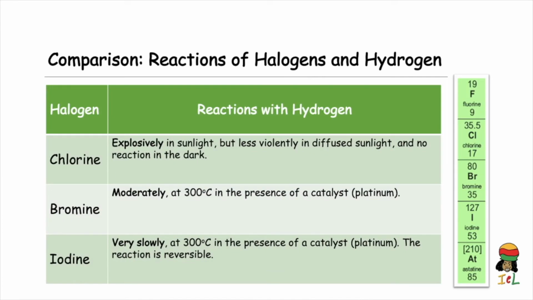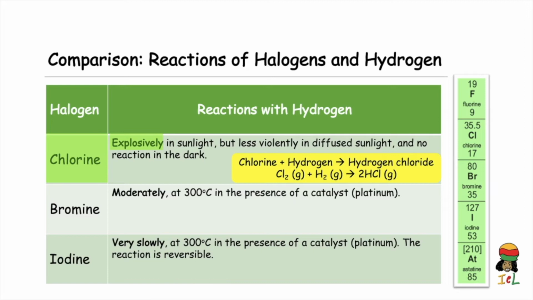It's time to compare the reactions of the three halogens with hydrogen. Chlorine reacts explosively with hydrogen in sunlight, but the reaction is less violent in diffuse sunlight, and there's no reaction in the dark. What we have is that chlorine reacts with hydrogen to form hydrogen chloride, formula HCl, and hydrogen chloride, when dissolved in water, produces hydrochloric acid, which is a very common laboratory acid.